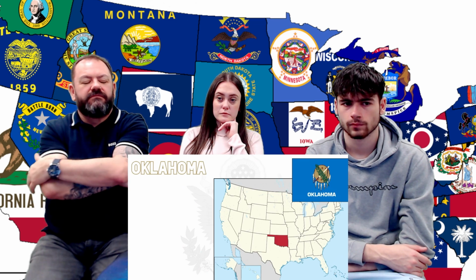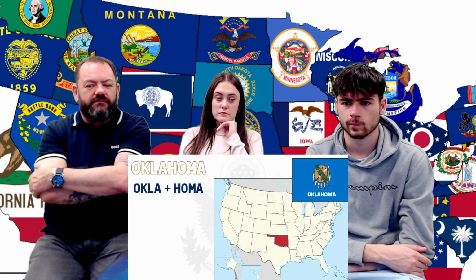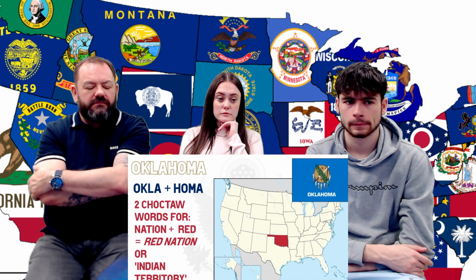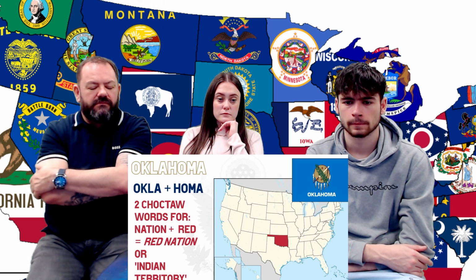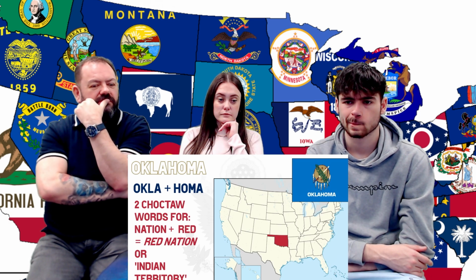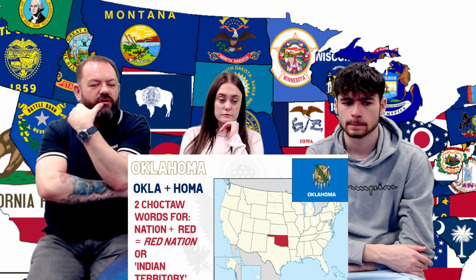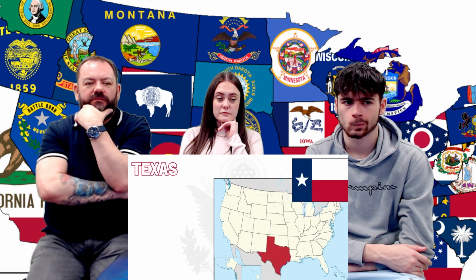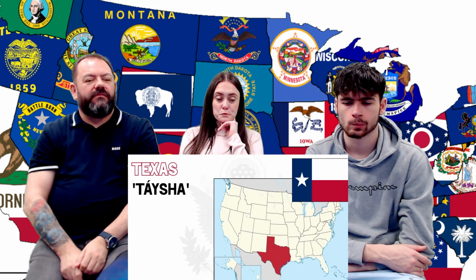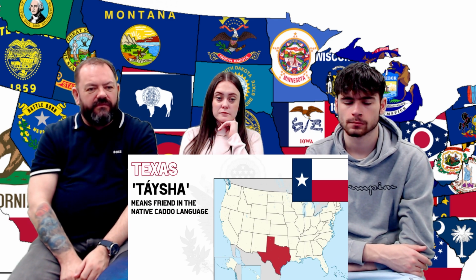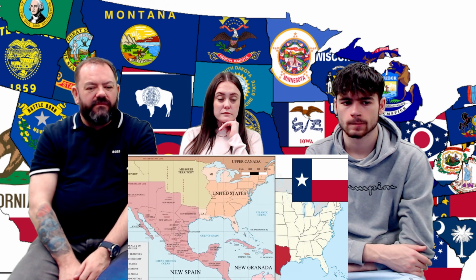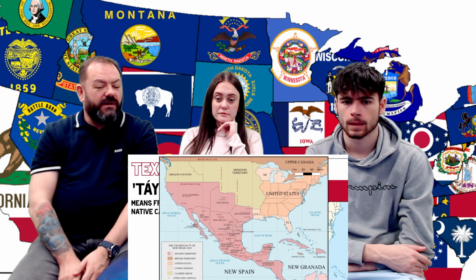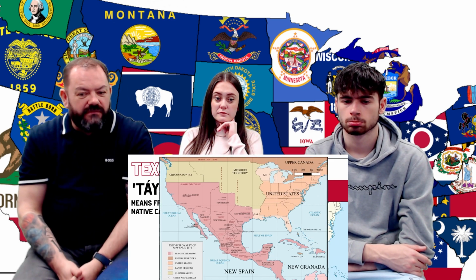Oklahoma is the putting together of two Choctaw words, Okla and Homa. In Choctaw, Okla means tribe or nation, and Homa means red, so Red Nation, although a rough translation could also be Indian Territory. Moving on to the biggest state of the continental 48, Texas. Texas's name origin is in the word Taysha, which means friend in the native Caddo language. Oddly enough, during Spanish colonial rule in the 18th century, the area was briefly known as New Philippines, given that the Asian country was at the time also a Spanish colony.